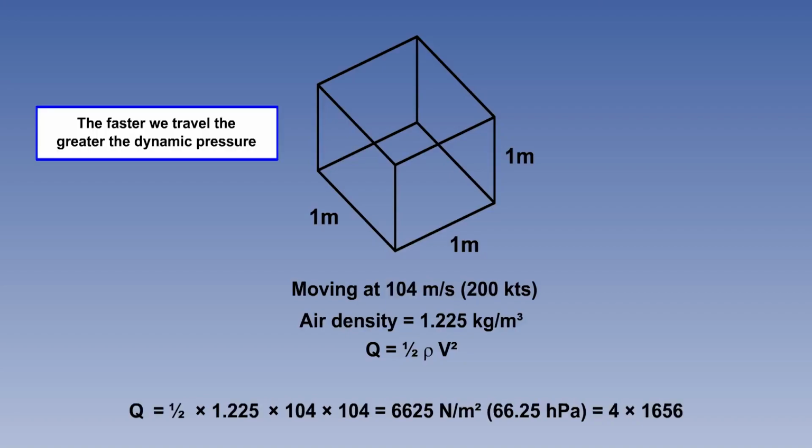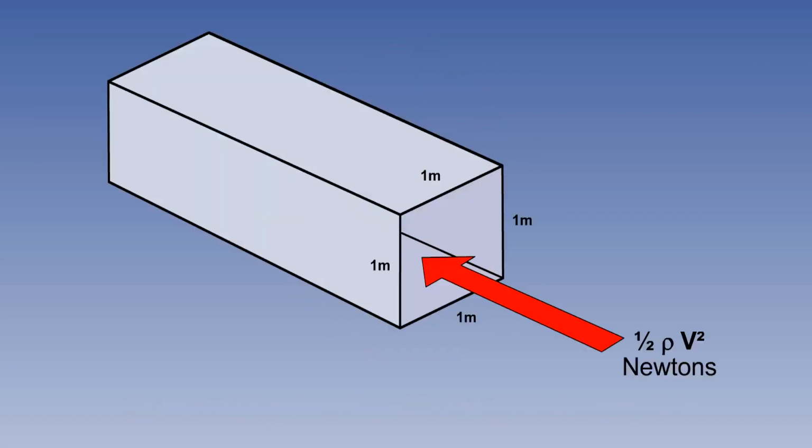If the speed is doubled, dynamic pressure will be 4 times greater, as the factor in the equation is speed squared. Half times 1.225 times 104 times 104 equals 6,625 newtons per square metre, or 66.25 hectopascals. In a tube of an area of 1 square metre, a force of half ρ v squared newtons will be generated.